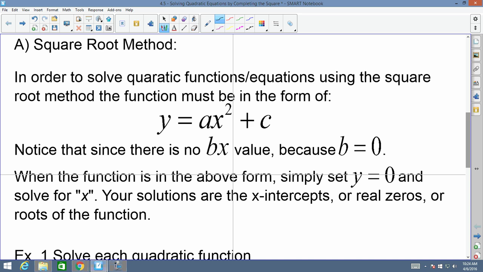So this method that I'm about to teach you guys only works when it's in this format, and only when it's in that format. y equals ax squared plus c. There is no x value by itself with a power of 1. There's only an x squared value, maybe a number in front of the x squared, a coefficient, and then there's going to be a constant. When it's in that form, and that form alone, we're going to use the square root method.